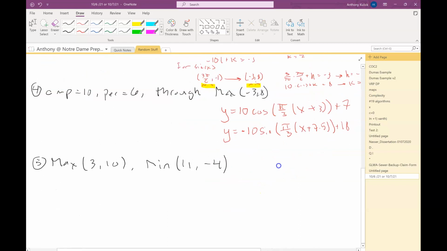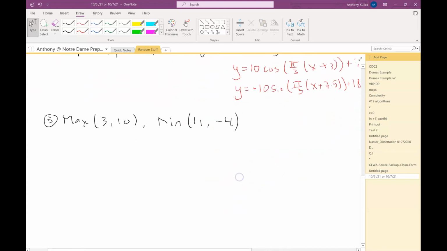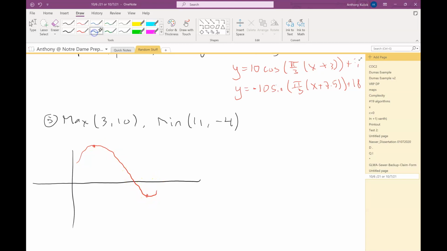That's nice. And the last example I'm going to have is if I'm going from minimum to max, or if I just know I have to go through a max and a min. So I'm going to just kind of sketch a picture here. So I have like 3 pi over 10 up here, and then 11, negative 4 down here. So this is my picture. My midline should be halfway between these, right?